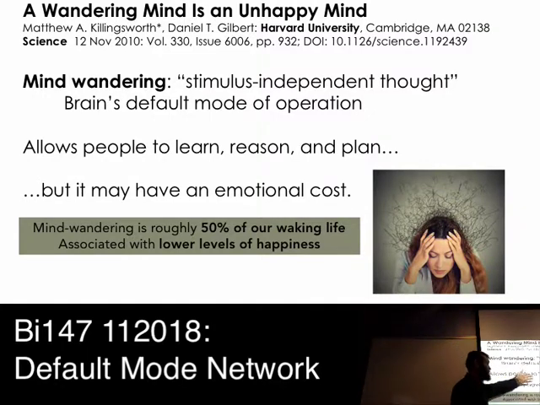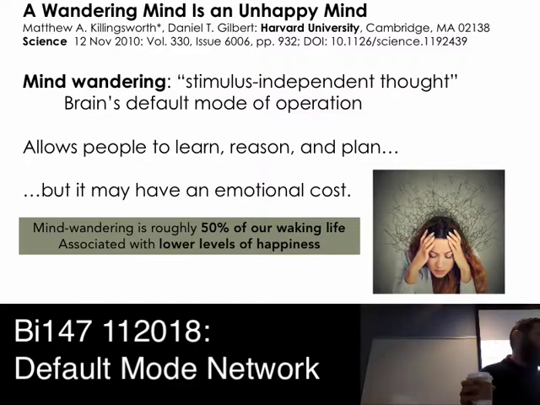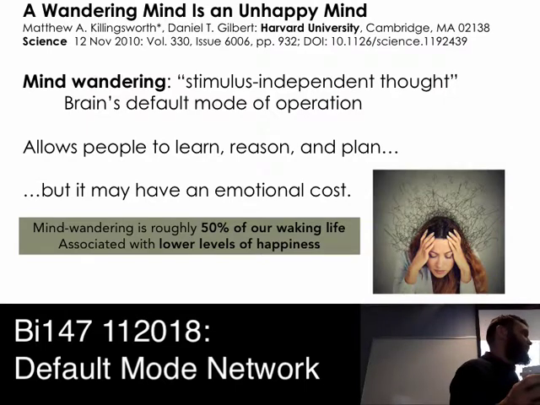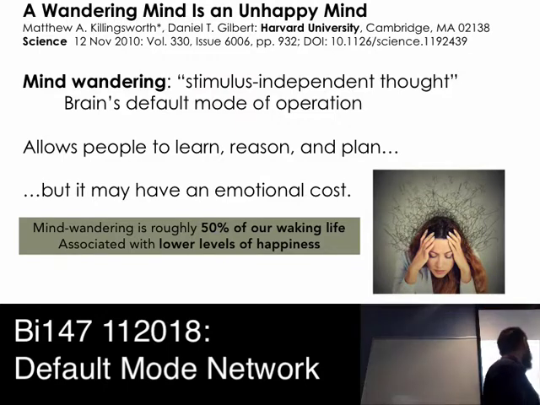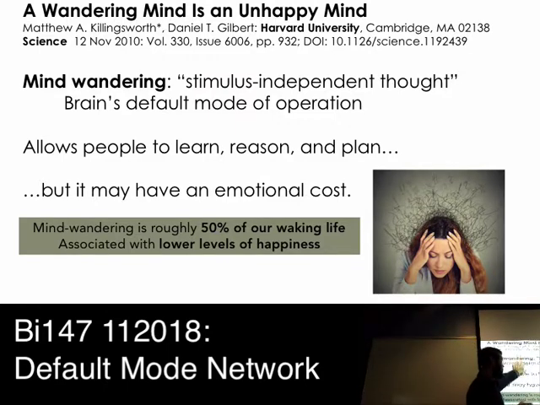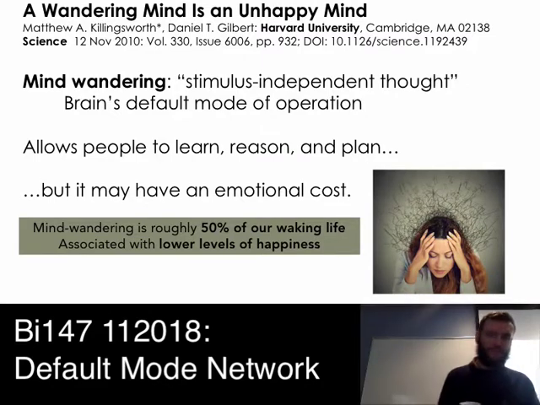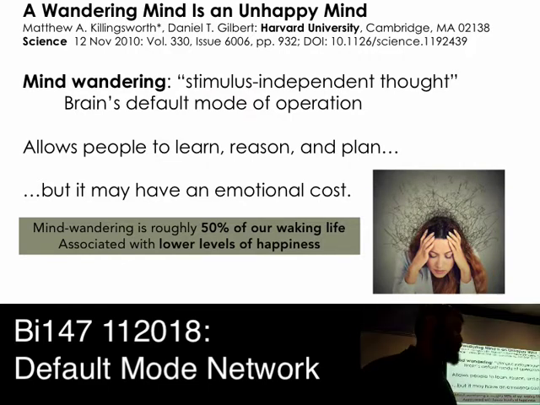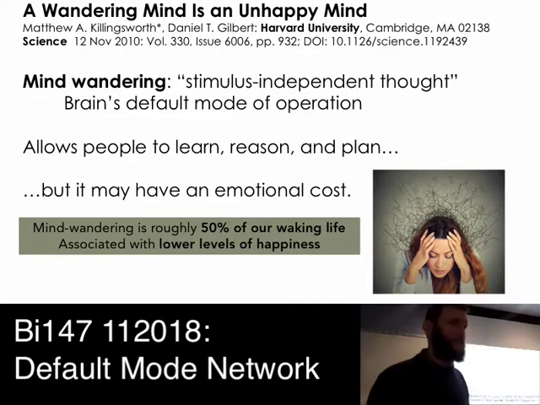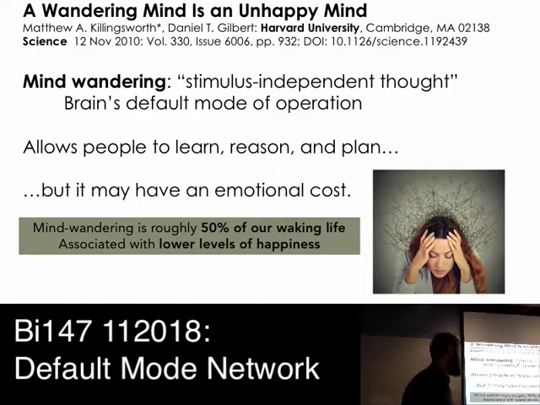It allows people to learn, reason, plan, create things. Being creative often involves letting your mind wander, right? It's one of the joys of life. And they posit that it is the brain's default mode of operation. The default mode of operation. However, it may have an emotional cost. So having a wandering mind, this default mode that the brain is in, can have an emotional cost. And that's what this paper is trying to look at. So we'll see that in a moment.